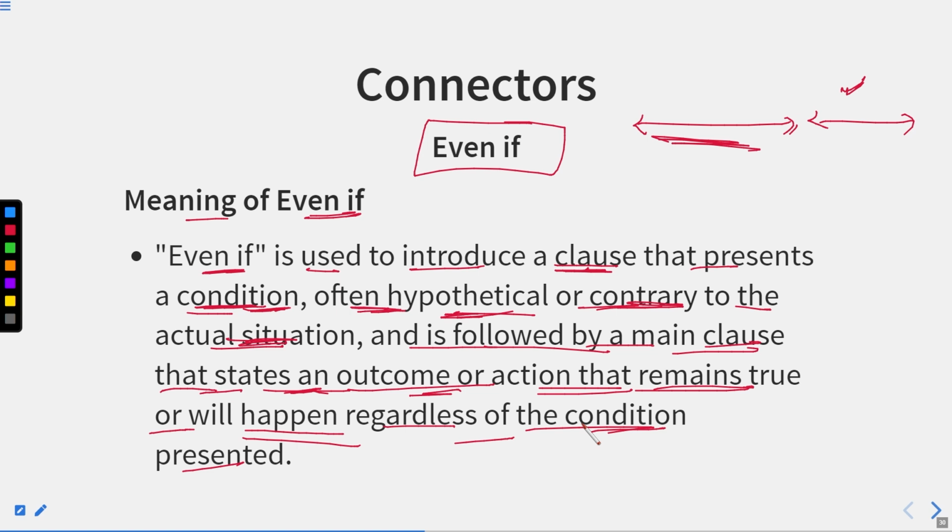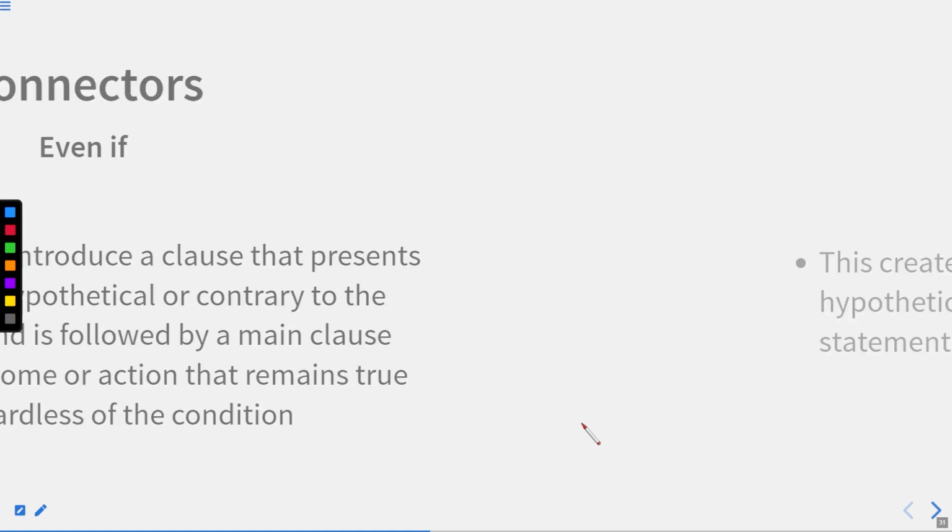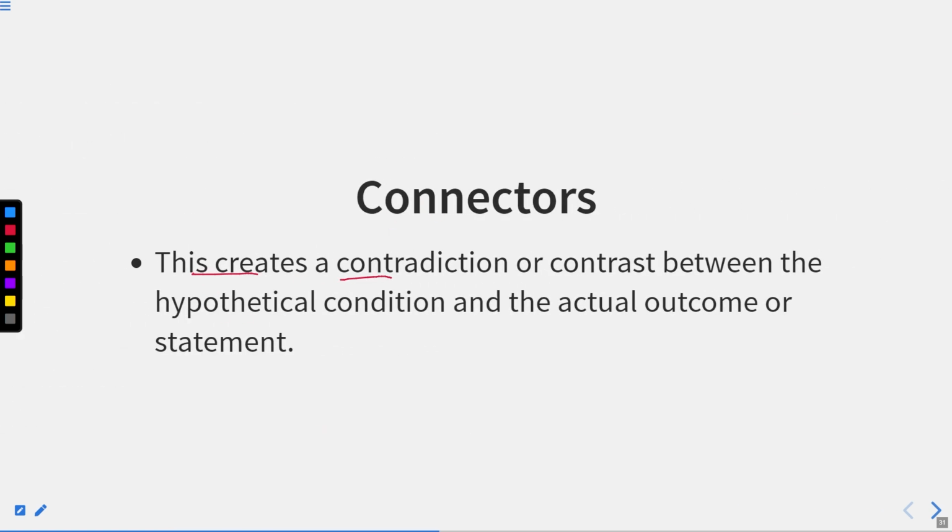So even if is again presenting a condition for us, in which the information given in the subordinate clause will not affect the information given in the main clause. Anything which happens in the main clause is regardless of the condition presented in the subordinate clause. Now, this connector creates a contradiction or contrast between the hypothetical condition and the actual outcome of the statement.